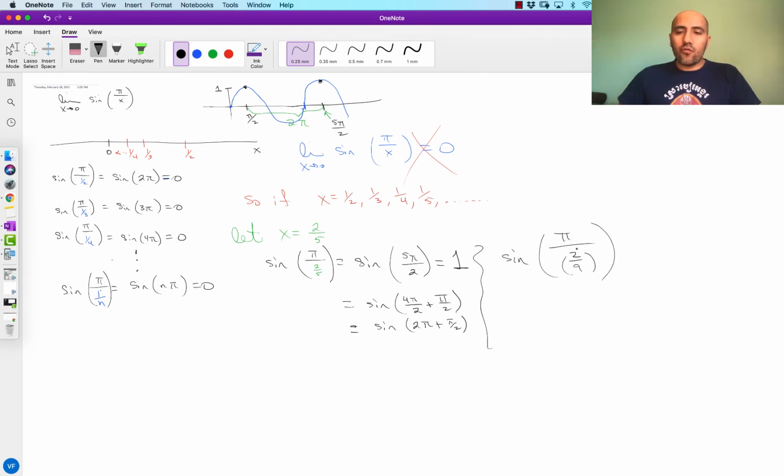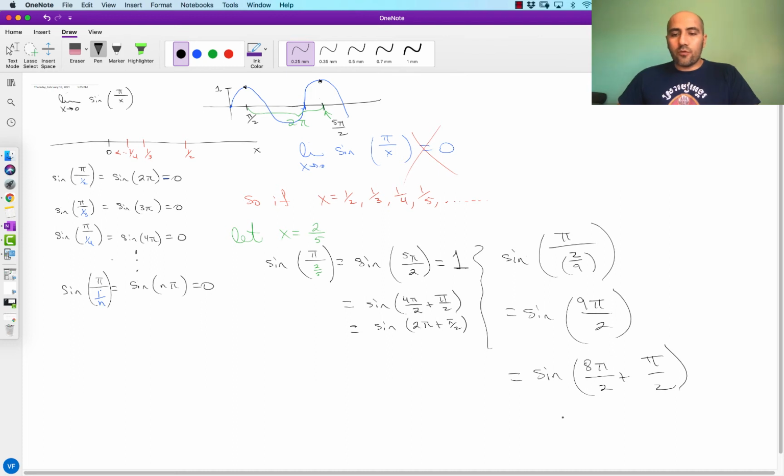So if I add another 2 pi to this, I'll end up at the following. Sine of pi over 2/9 will simplify to give me sine of 9 pi over 2, which is equal to sine of 8 pi over 2 plus pi over 2.